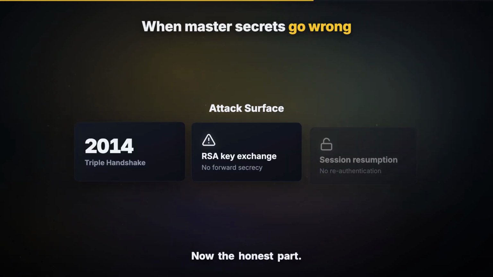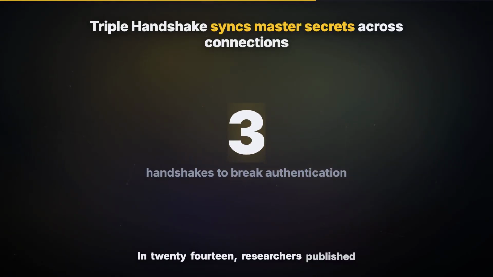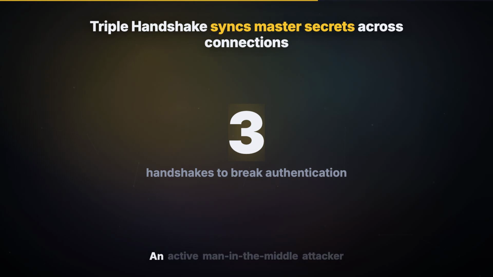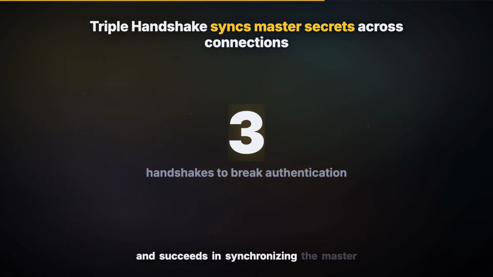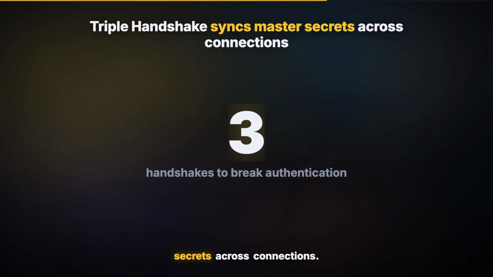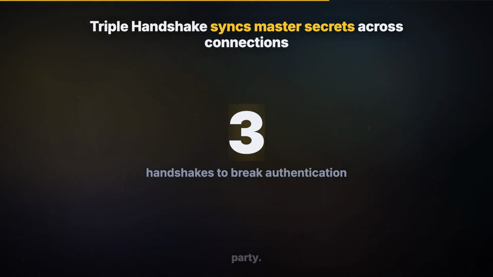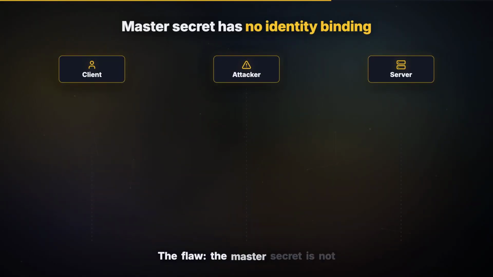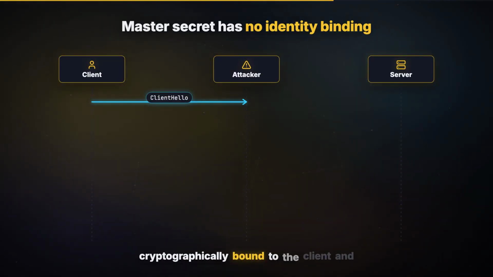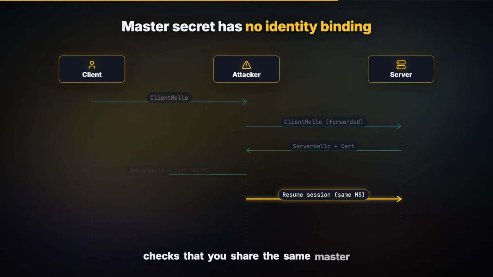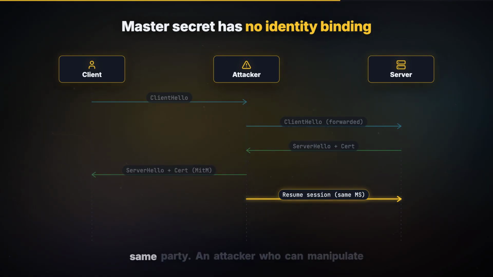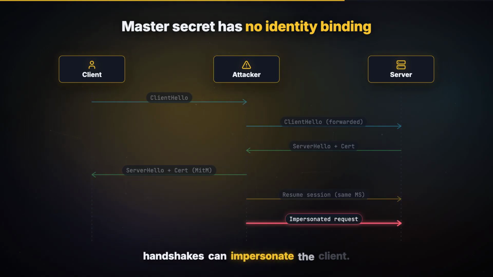Now, the honest part. In 2014, researchers published the triple handshake attack. An active man-in-the-middle attacker performs 3 successive handshakes between an honest client and server, and succeeds in synchronizing the master secrets across connections. The attacker can then impersonate either party. The flaw? The master secret is not cryptographically bound to the client and server identities. Session resumption only checks that you share the same master secret, not that you're talking to the same party. An attacker who can manipulate handshakes can impersonate the client.